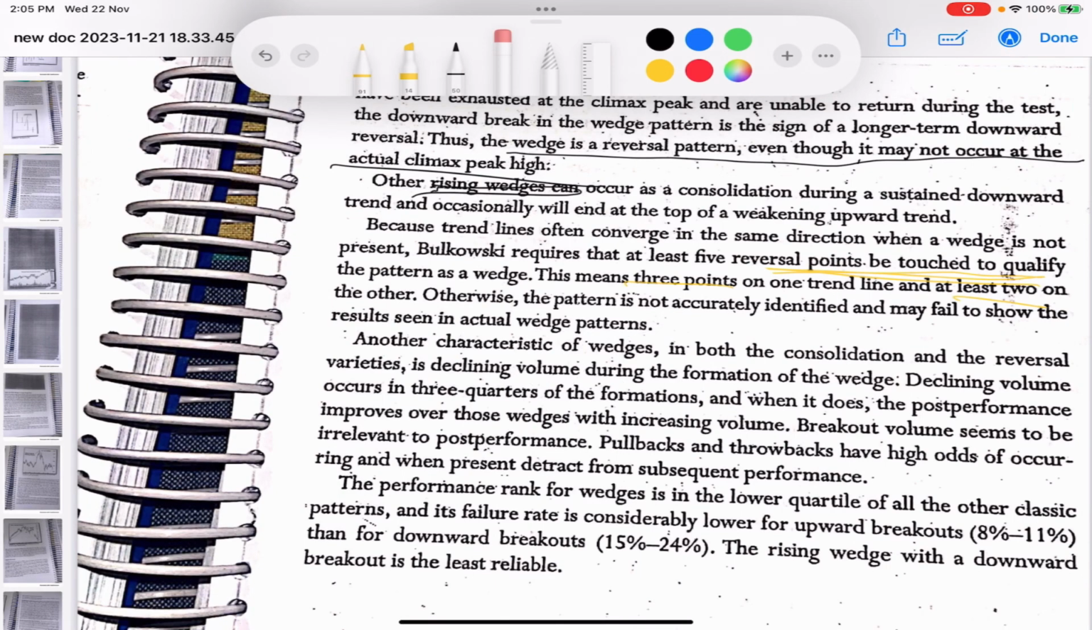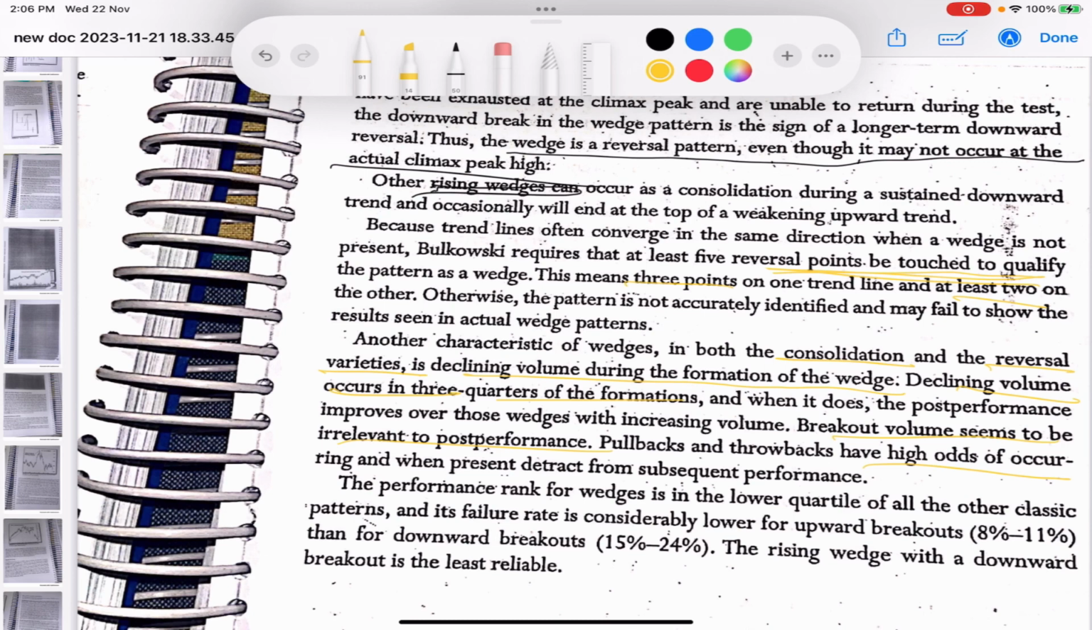Another characteristic of wedges in both the consolidation and the reversal varieties is declining volume during the formation of the wedge. So during the formation of the wedge, we want to have a declining volume. Declining volume occurs in 3 quarters, and then whenever it breaks out, the volume increases. Sorry, that is something which I really want on my wedges. Breakout volume seems to be irrelevant to the performance, but you need to make sure that there are some sort of pullbacks and throwbacks because they have high odds of occurring.